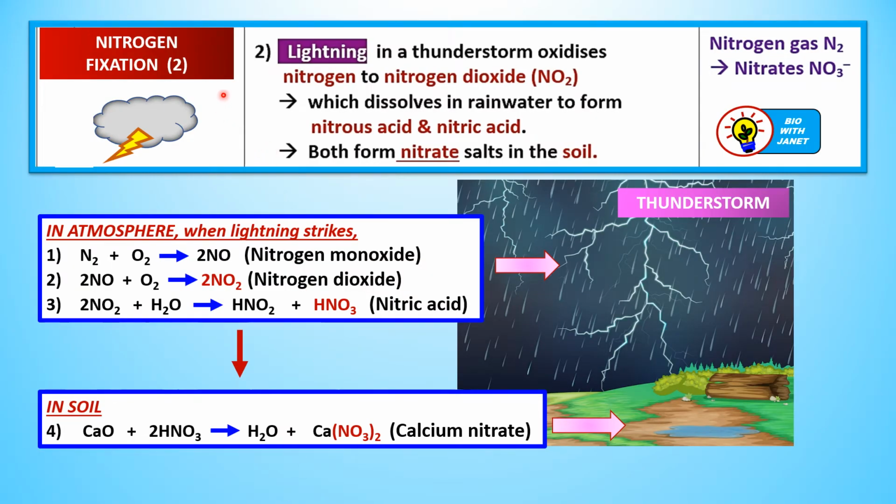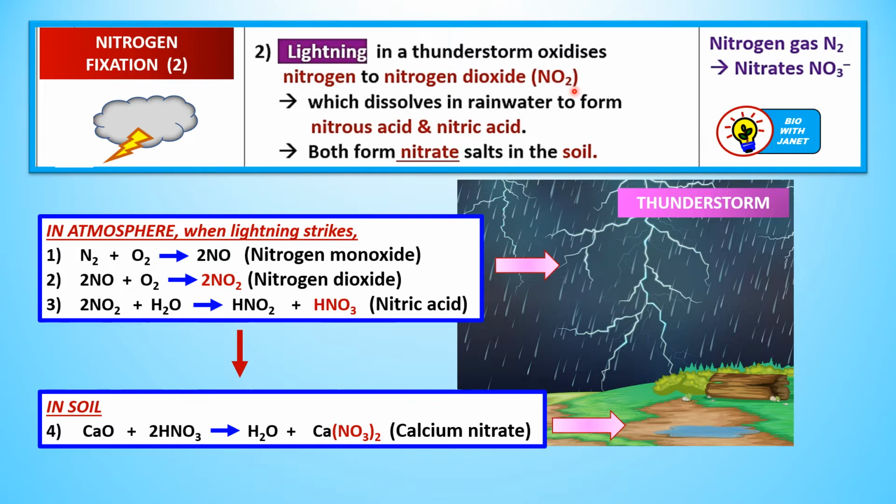Now, the second process of nitrogen fixation is lightning. So lightning occurs in a thunderstorm. When you hear the thunder, then there's lightning and thunder that go together. It's the lightning that is of a high temperature. So it can oxidize the nitrogen to form nitrogen dioxide gas in the air during a thunderstorm when it rains. And there's thunder and lightning.